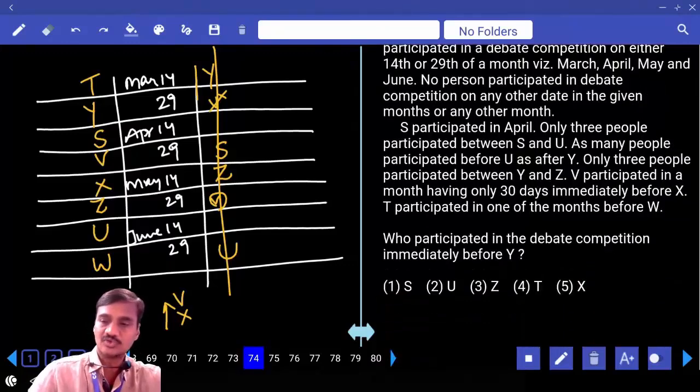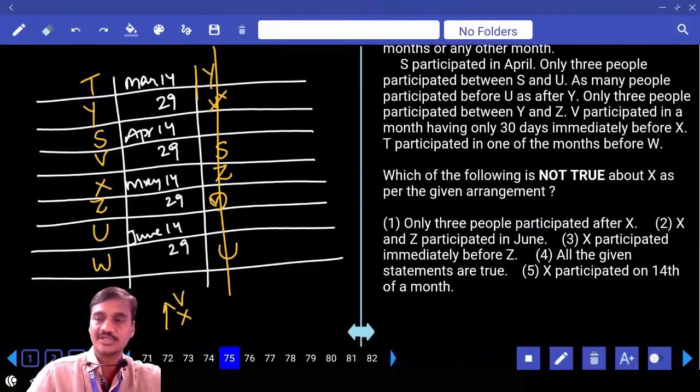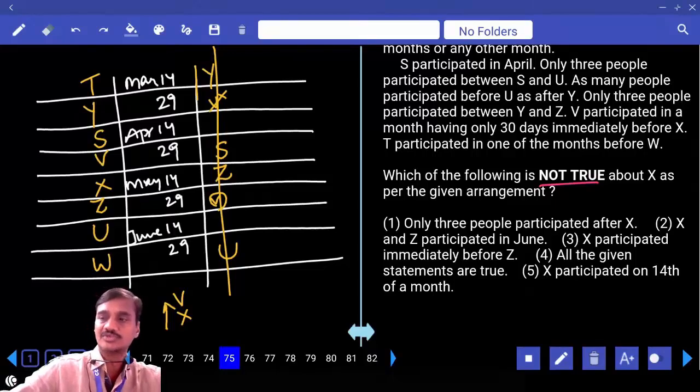Then according to this, who participated in the debate competition immediately before Y? Immediately before Y, tell me who is that person? T, that is choice for 74. And 75, which of the following is not true, means definitely false. Only 3 people after X, that is definitely true. X and Z in the month of June, that is definitely false. Hence, what is your answer? Choice 2, question number 75.